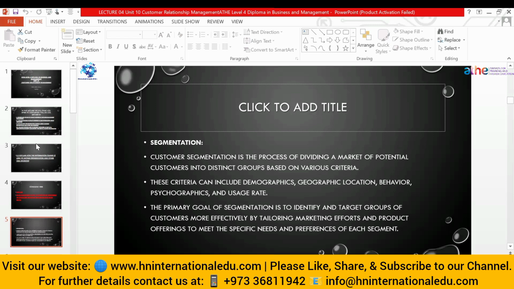The primary goal of segmentation is to identify and target groups of consumers more effectively by tailoring marketing efforts and product offerings to meet the specific needs and preferences of each segment. This is what segmentation means in a very short paragraph. We are dividing the people, the potential consumers basically, into groups, and we separate them according to their needs and wants desired and asked by us.